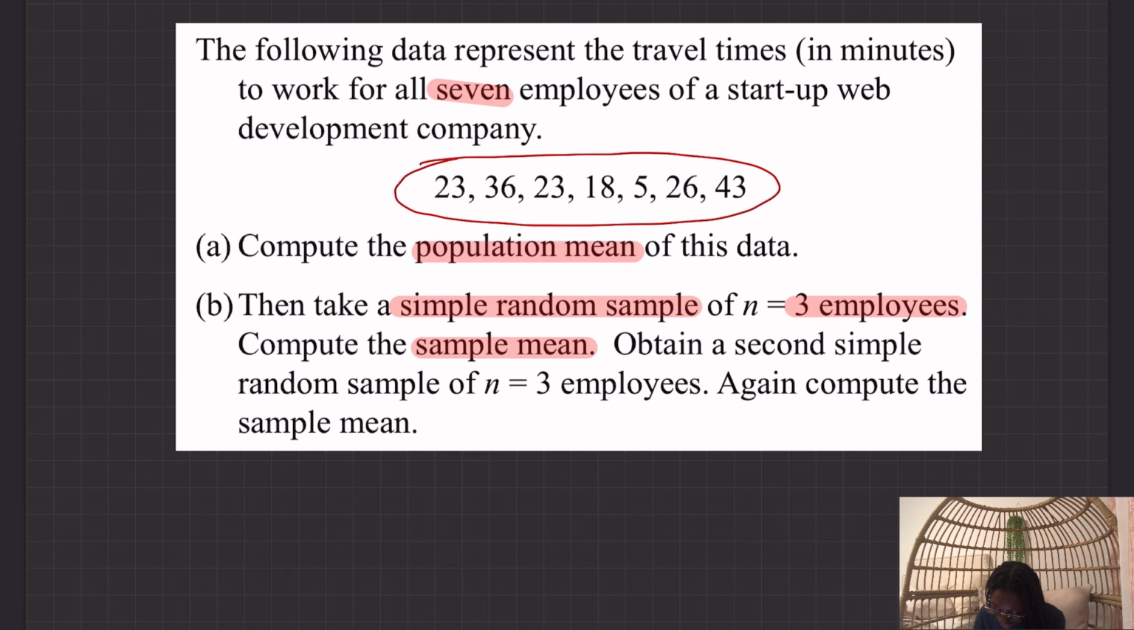Basically what we do is we add all of these values together, and then we divide that sum by 7. So here I am drawing in my little plus signs. We're going to add all of these values together.